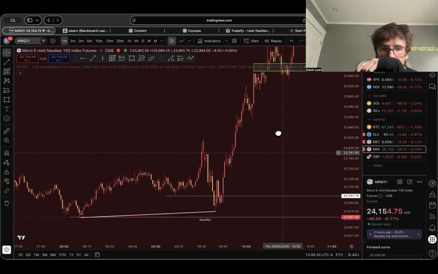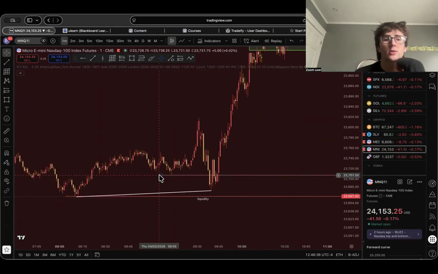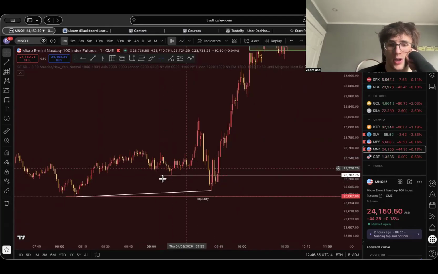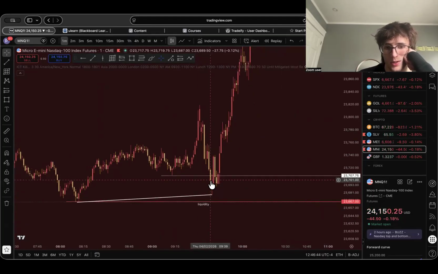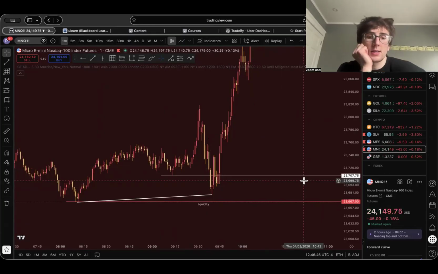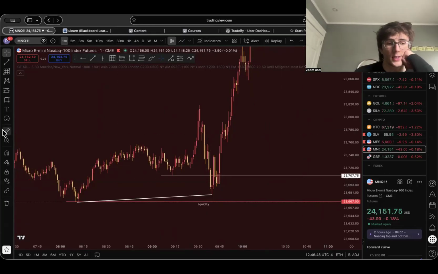I saw price. This was my original liquidity sweep area. This is what I was hoping we were going to get a liquidity sweep off of. But I saw that price kept coming down. This was a really strong bearish candle to the downside. So I thought that we might hit these pre-market lows here. But we didn't.